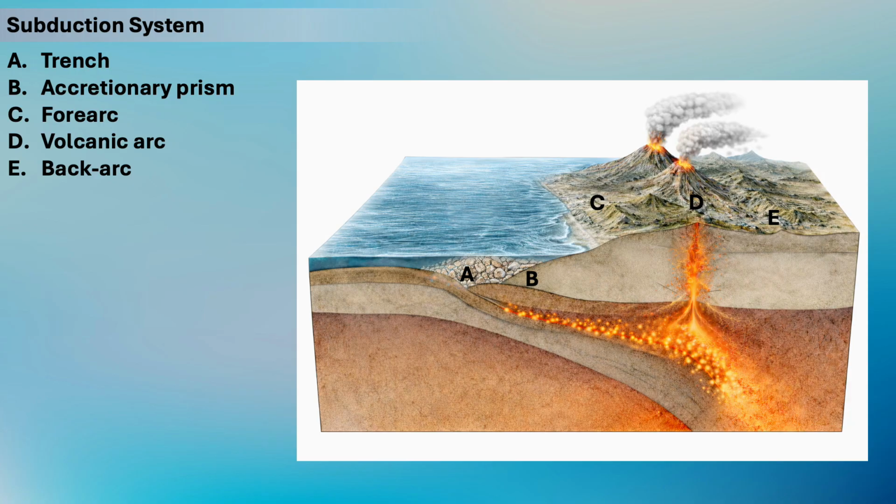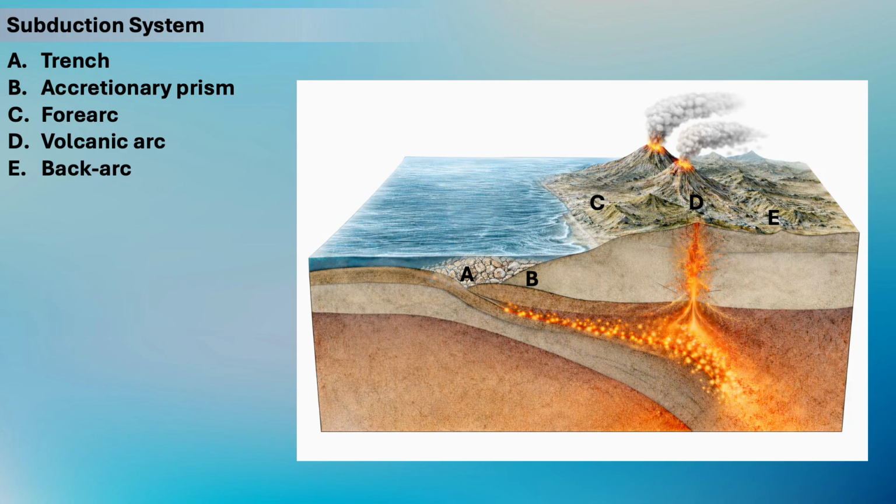Landward of the trench and accretionary prism lies the forearc region. This area sits above the plate interface but generally lacks active volcanism because it is positioned above relatively cool parts of the system. Further inland is the volcanic arc, which forms above the region where water released from the slab triggers melting in the mantle wedge. The position of the arc reflects the depth at which these melting processes occur, rather than the exact location of the plate boundary.